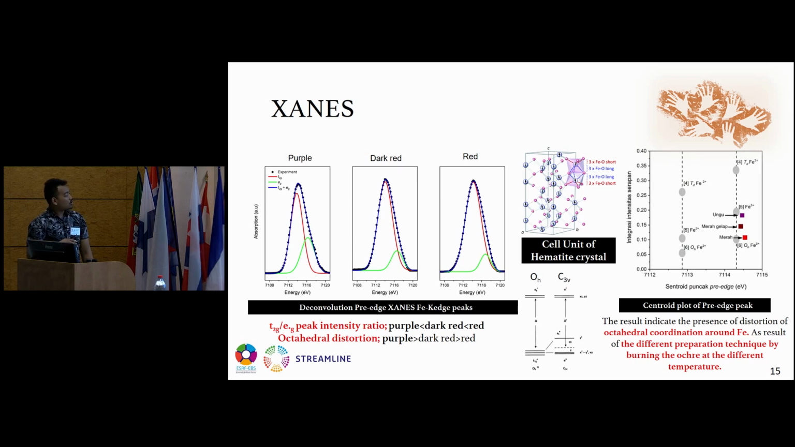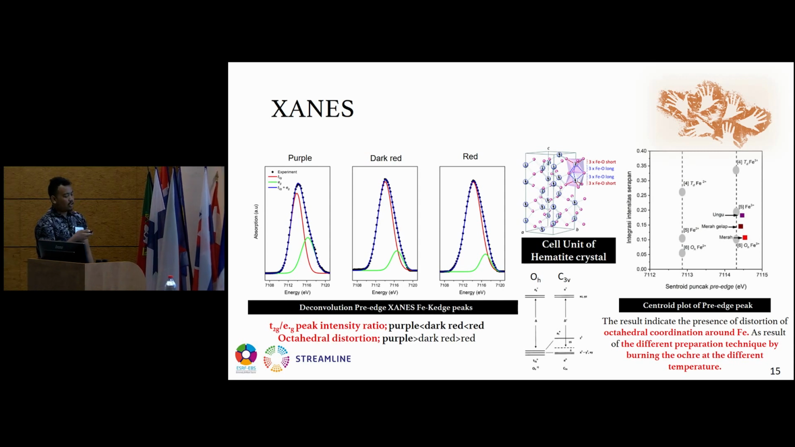And so we could have the ratio of the peak intensity. The purple pigment is lower than the dark red pigment and the red pigments. We assume that there is an octahedral distortion in the purple pigment, higher than in the other pigments due to the heating process. The heating process could change the geometry of the coordination around the iron atoms, around the Fe3+ ions in the hematite crystal.